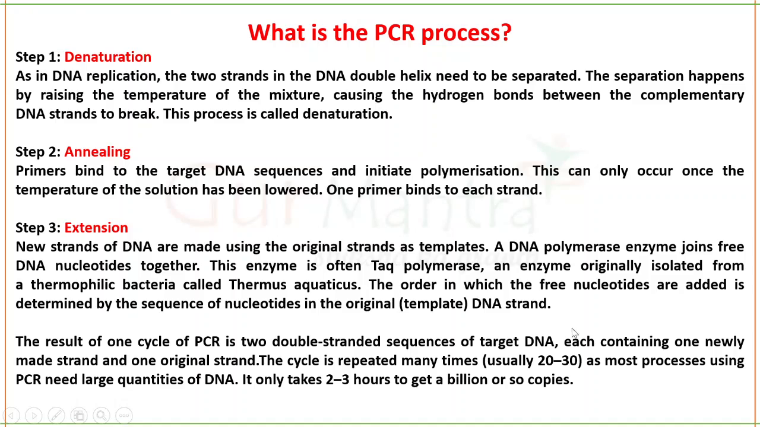The order in which the free nucleotides are added is determined by the sequence of nucleotides in the original template DNA strand. So the result of one cycle of PCR is two double stranded sequences, each containing one newly made strand and one original strand. The cycle is repeated many times, usually 20 to 30 times. You will get billions of copies of DNA within hours.